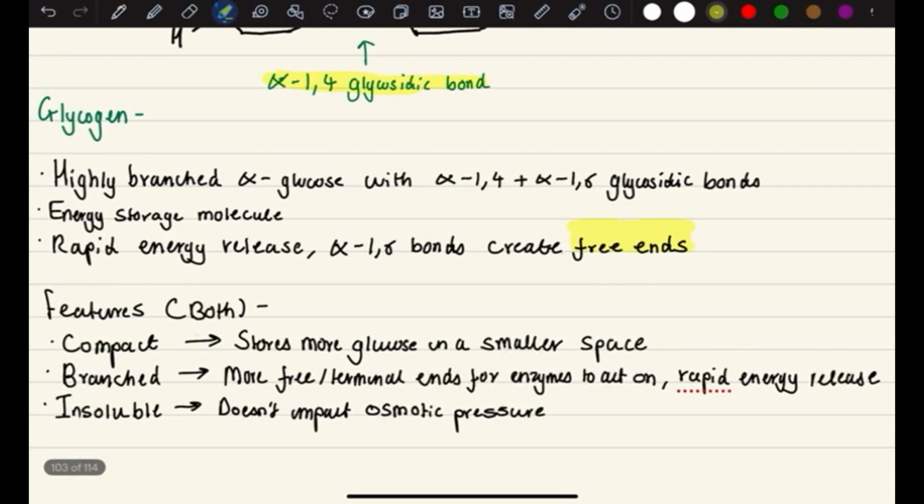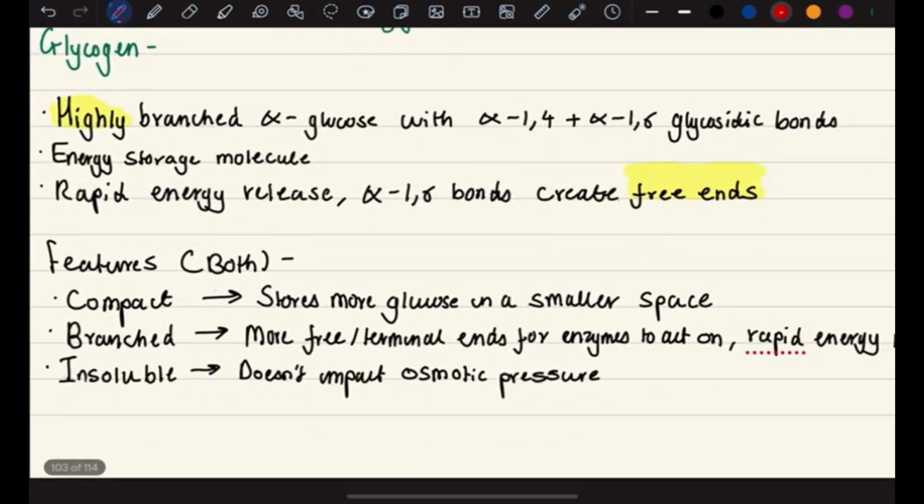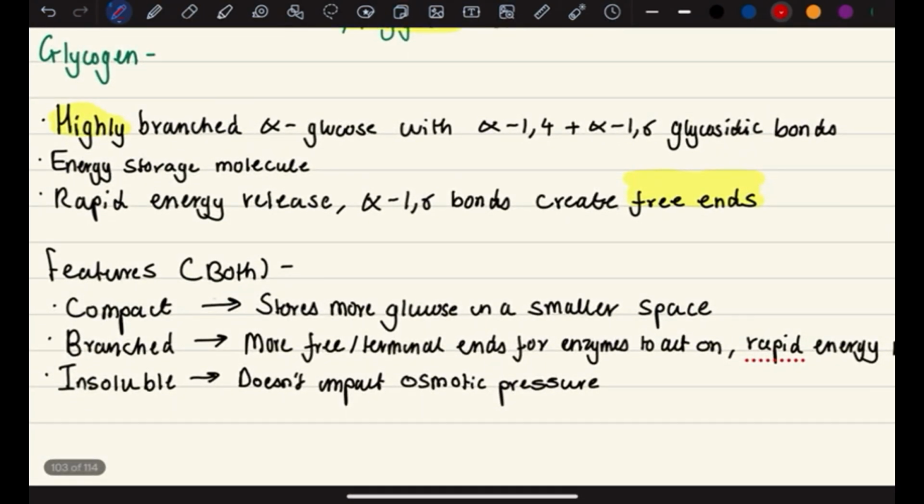Now, if you talk about glycogen for a second, glycogen is highly branched. You really want to mention that in the exam. It's a highly branched polymer of alpha glucose with alpha-1,4 and alpha-1,6 glycosidic bonds. Really important in terms of storing energy inside of your mammals. And it's able to release energy rapidly due to those alpha-1,6 bonds. So these alpha-1,6 glycosidic bonds here, they kind of make these 3 ends. So if we draw a dot in red, kind of like here, that's where your enzyme is going to want to act. Those are your terminal ends.